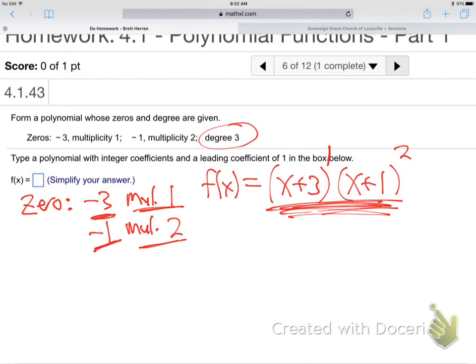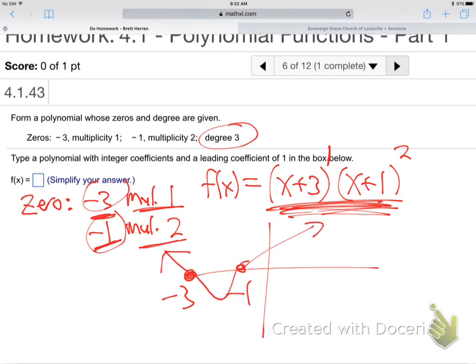It's happy with that. By the way, we're going to graph these next week, but let's take a look at that right now. If I was to graph it, that means at minus 3 and at minus 1 there would be zeros, right? That's what it means to be zeros. And so maybe the graph would do something like this.